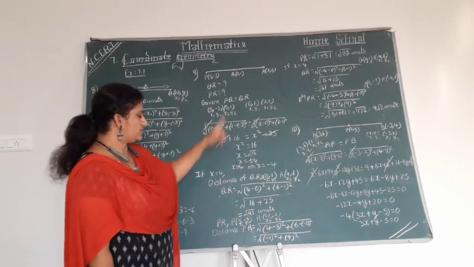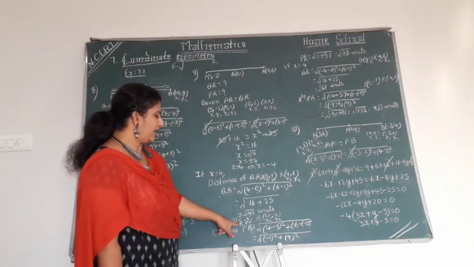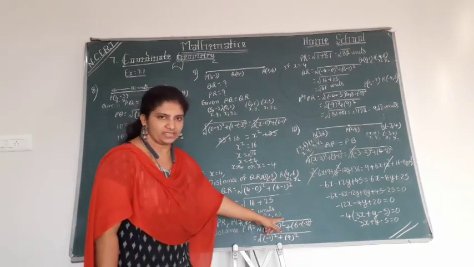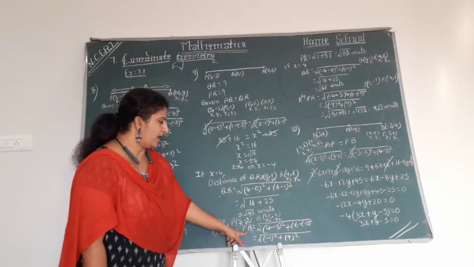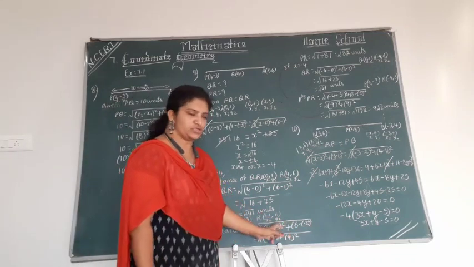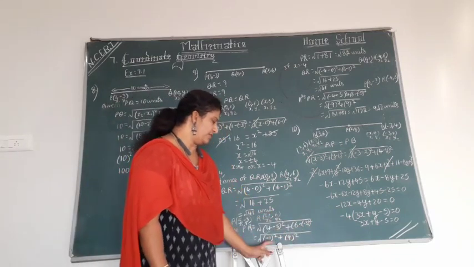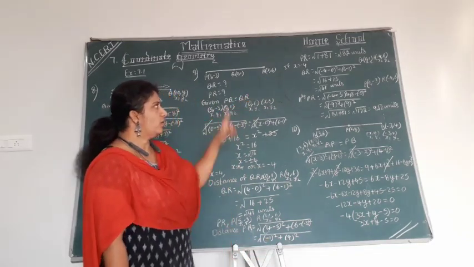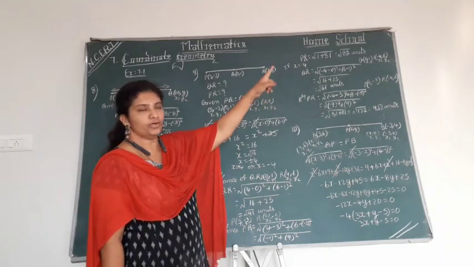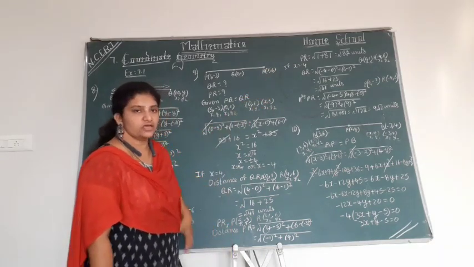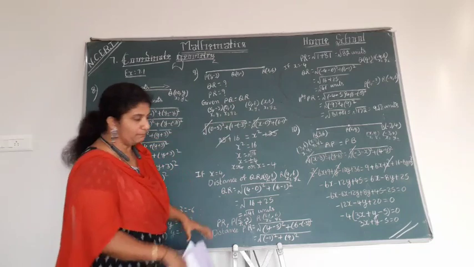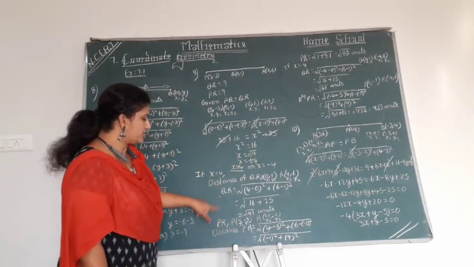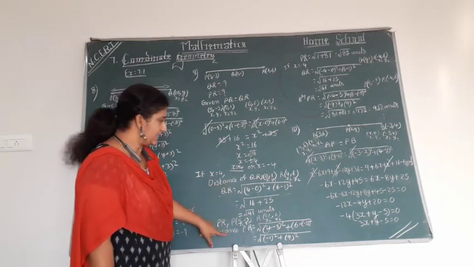In the same manner, let's do the PR. P is 5 comma minus 3, R is 4 comma 6. X1 y1, x2 y2. Distance of PR, again apply the same formula: x2 minus x1 whole square plus y2 minus y1 whole square. What's your answer there? 1 plus 81, root 82 units. So here one set is completed. That is, if x is equal to plus 4, the values of QR and PR are completed.